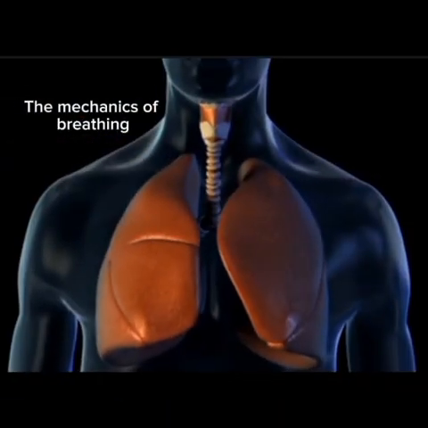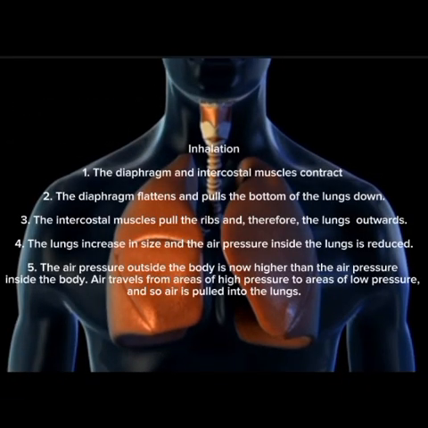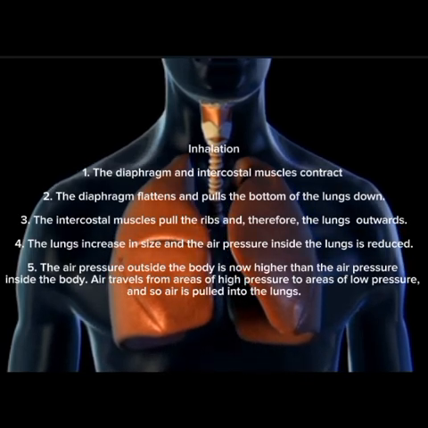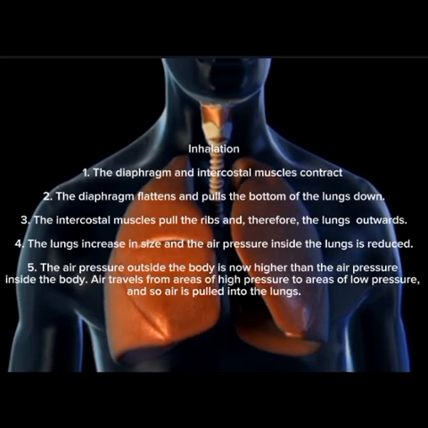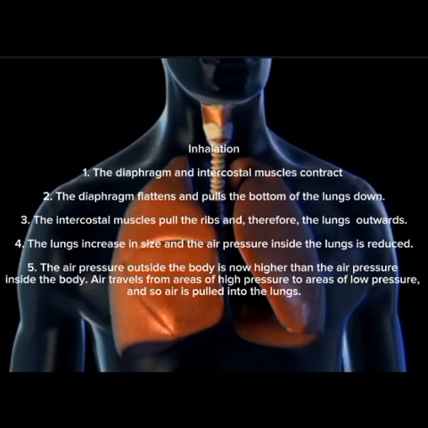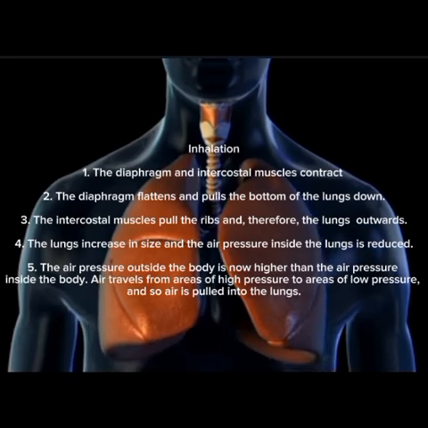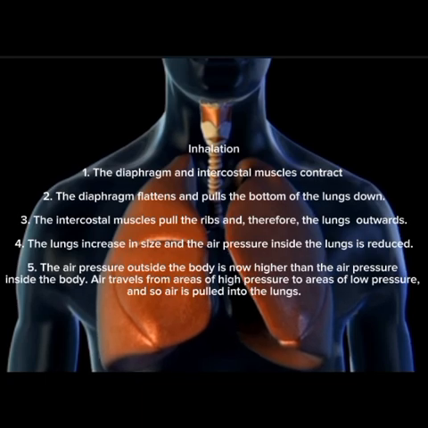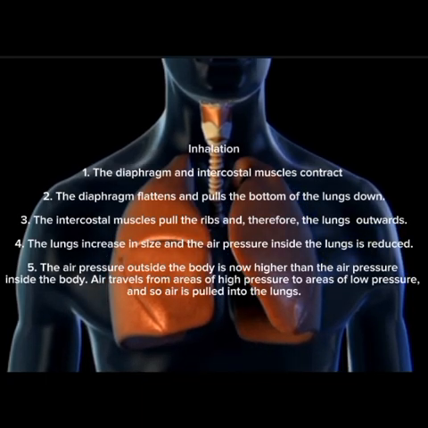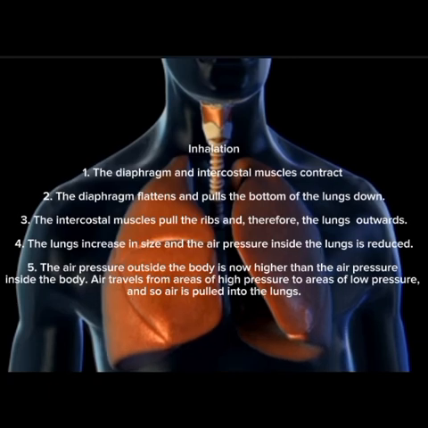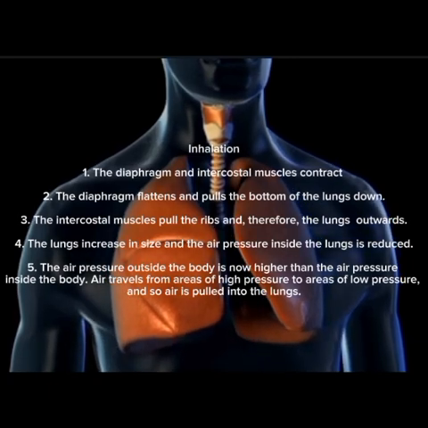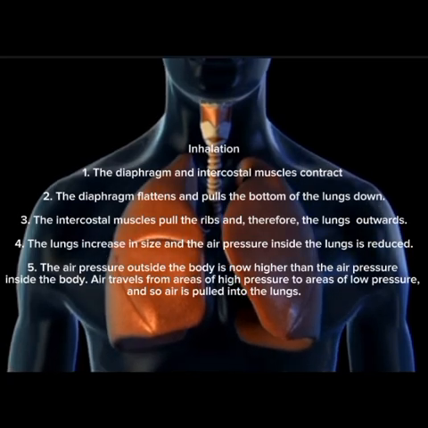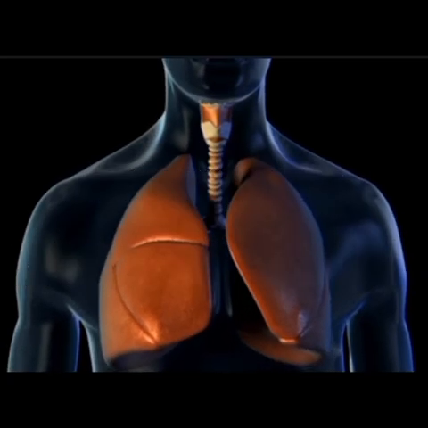The mechanics of breathing. Inhalation. 1. The diaphragm and intercostal muscles contract. 2. The diaphragm flattens and pulls the bottom of the lungs down. 3. The intercostal muscles pull the ribs and, therefore, the lungs outwards. 4. The lungs increase in size and the air pressure inside the lungs is reduced. 5. The air pressure outside the body is now higher than the air pressure inside the body. Air travels from areas of high pressure to areas of low pressure, and so air is pulled into the lungs.